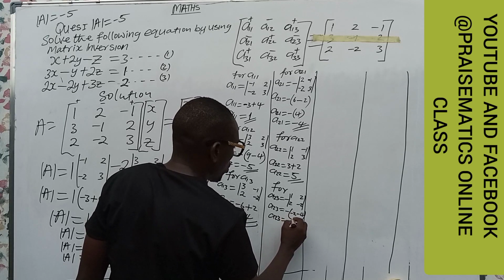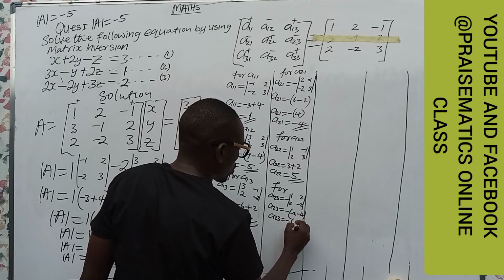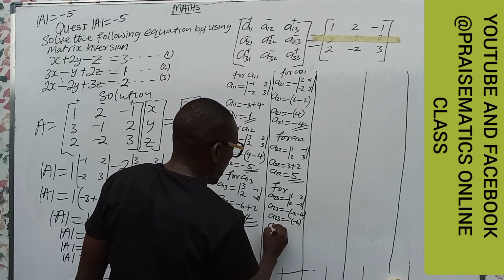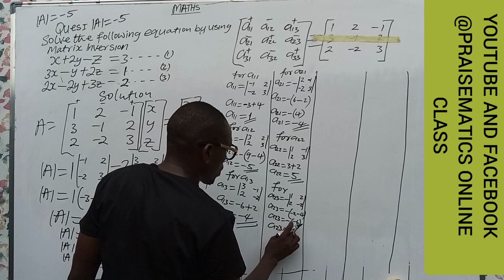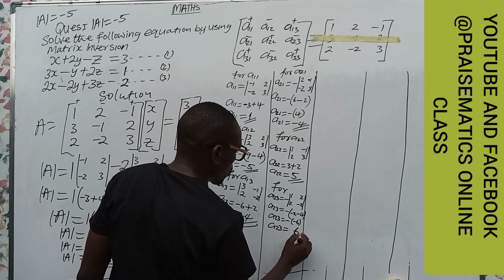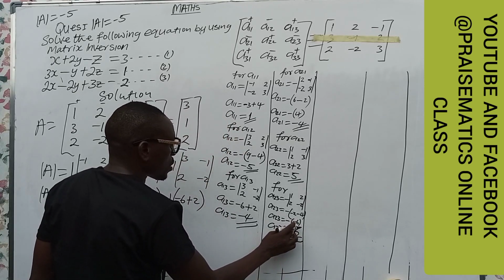We have A23 equal to minus into what? Minus minus will give us minus 6. Finally, our A23 is equal to minus times minus, which will give us plus, equal to plus 6.